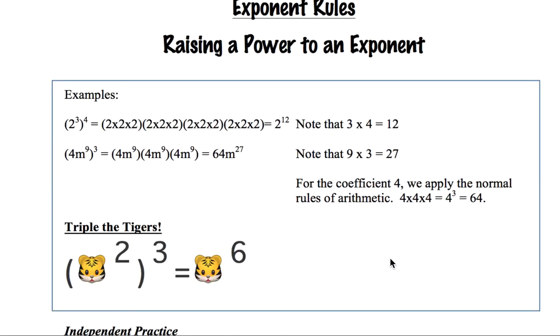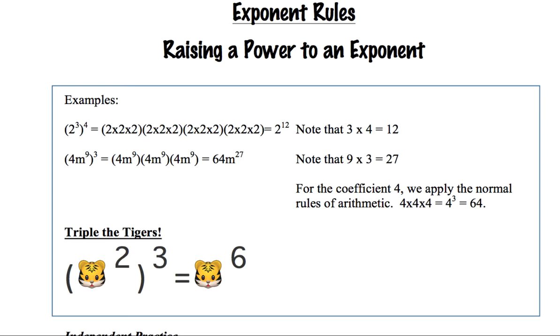All right, our next rule, raising a power to an exponent. So let's say we have 2 to the 3rd to the 4th power, right? This outside 4 tells us we need 4 of this base, 2 to the 3rd. So we need 2 times 2 times 2, 4 times. So 3 2's, 3 2's, 3 2's, 3 2's, 3 plus 3 plus 3 plus 3 is 12, or 3 times 4 is 12. So when you're raising a power to an exponent, you can multiply the two exponents.